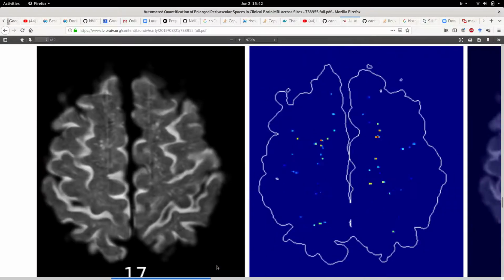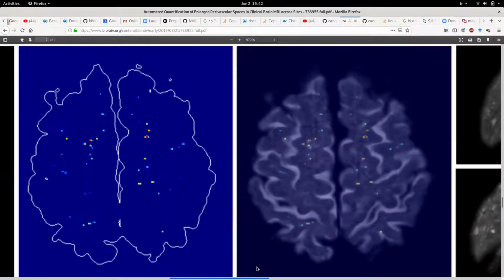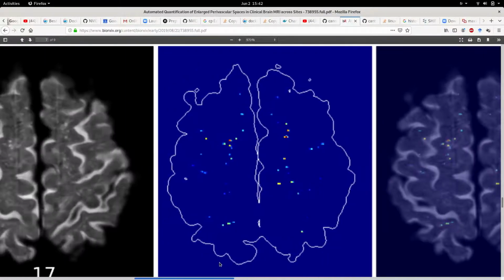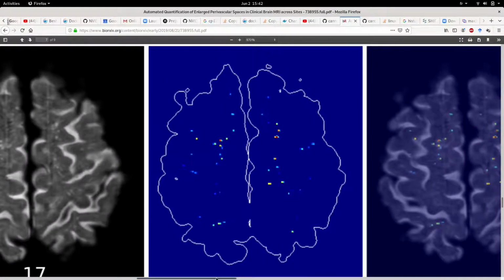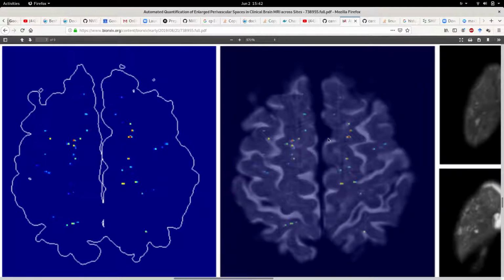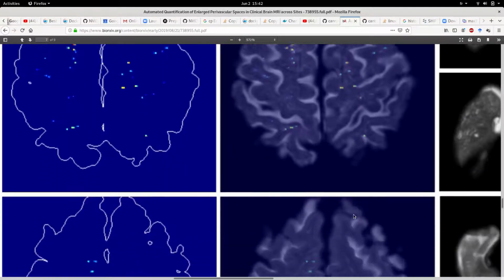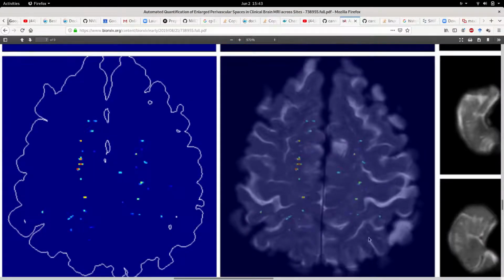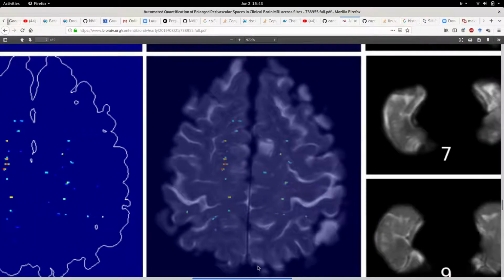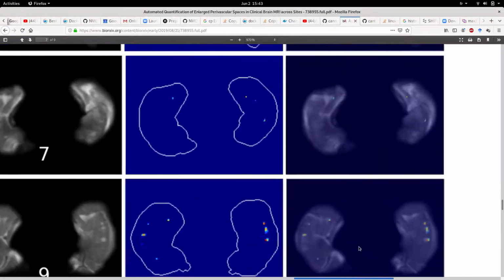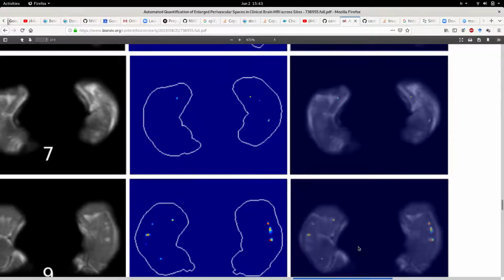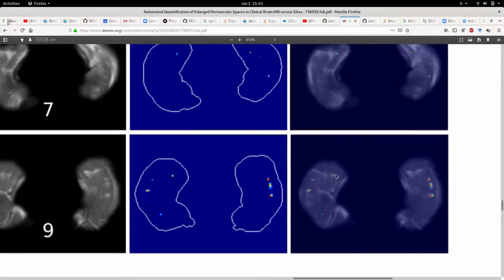Yeah, and then you have what the algorithm did. So you see here there was a misdetection. Sometimes it classified a bit of sulci, but overall it did a bit what I would do visually, so that's a good sign. And yeah, same story. There are also some false positives. Like this, I don't think it's a perivascular space.